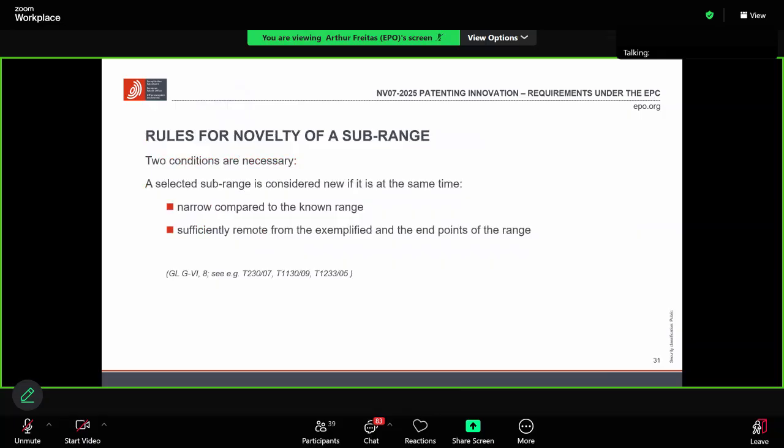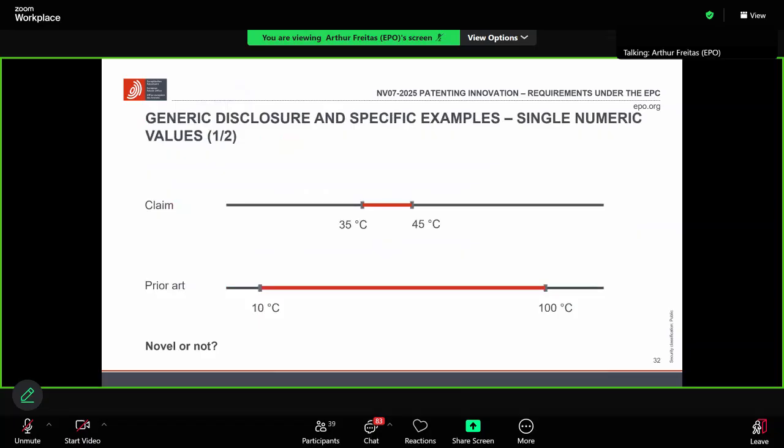Okay, so as far as subranges are concerned, if you're claiming a subrange of a known range, it needs to be narrow to become novel. It needs to be narrow, and the endpoints need to be sufficiently far apart. I'll show you examples. It will be easier to understand.